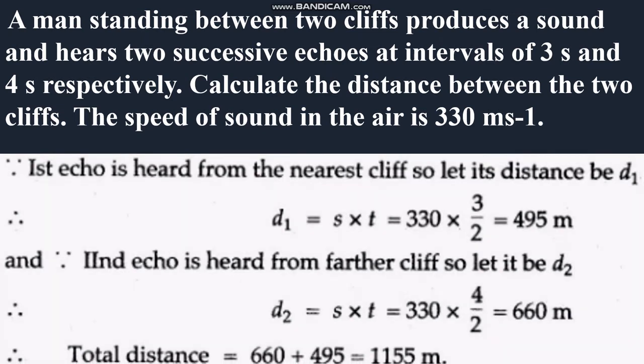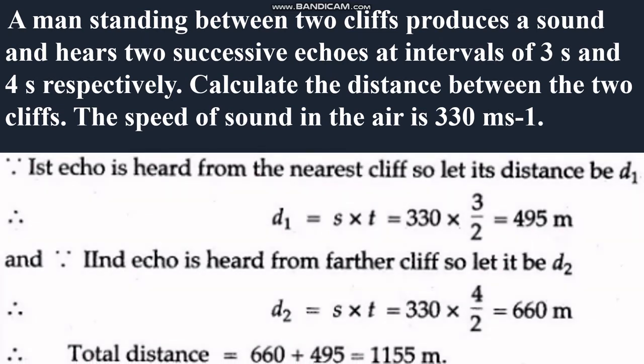So let's say that this is one cliff, this is another cliff, there's a person standing over here, and from here he hears the echo after 3 seconds, here after 4 seconds. So we can assume this distance to be d1 and this distance to be d2.